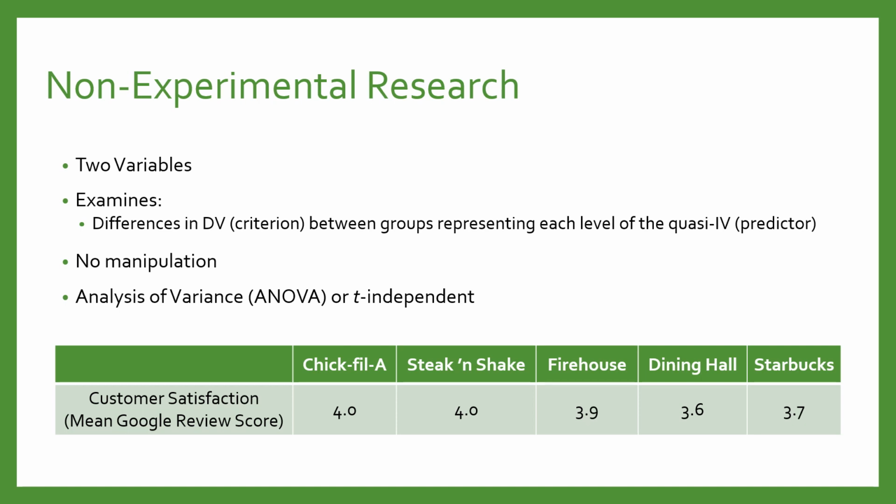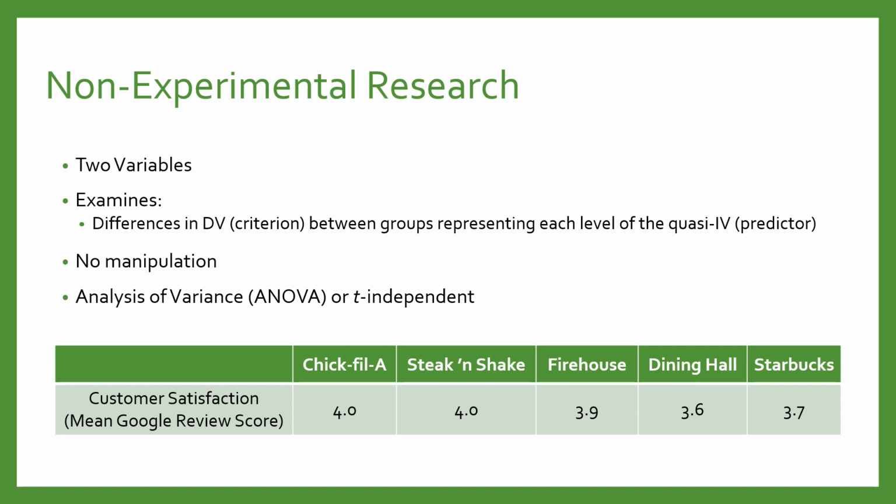So an example hypothesis, if you look at the table, could be, instead of looking at the number of students who prefer each food vendor on campus, like the descriptive research with one variable being preferred food, this example of non-experimental research examines two variables by examining differences in customer satisfaction, which is our dependent variable, operationalized as mean Google review ratings in the past 3 months.